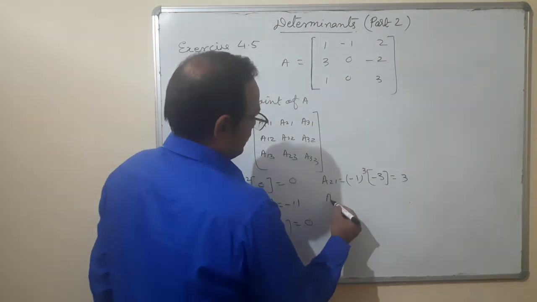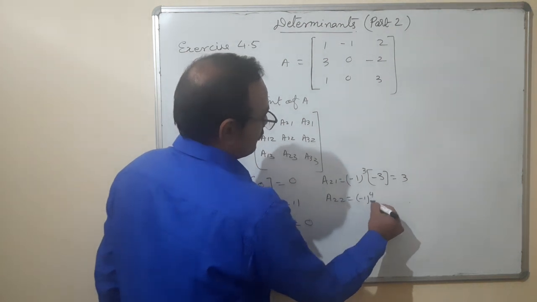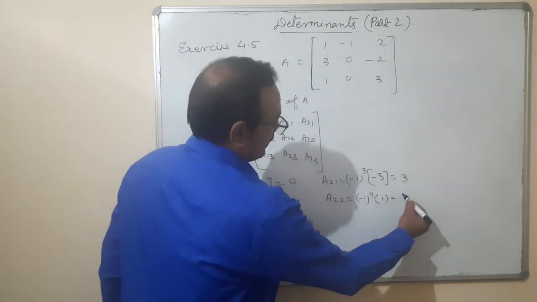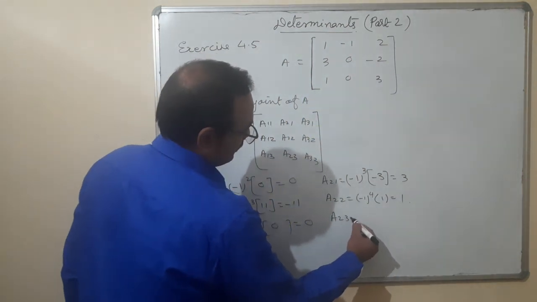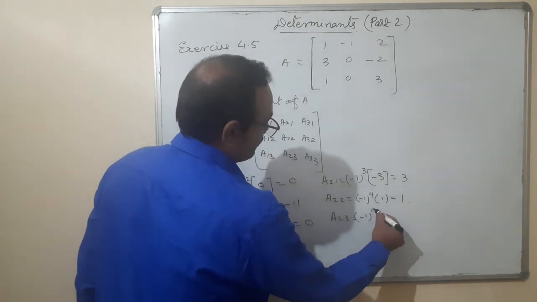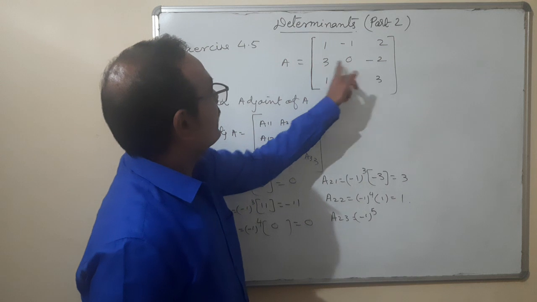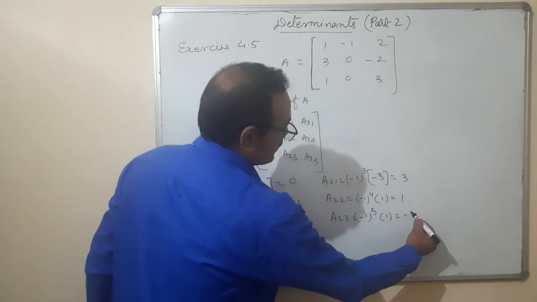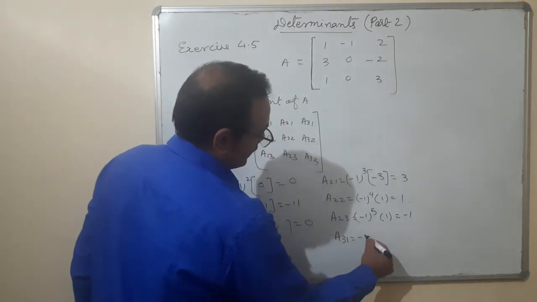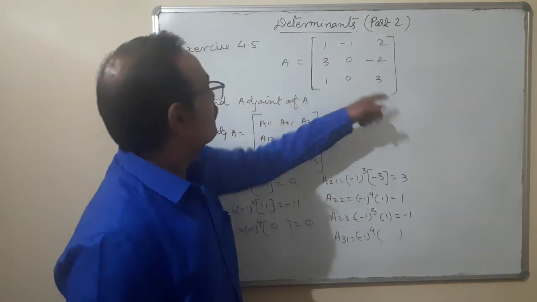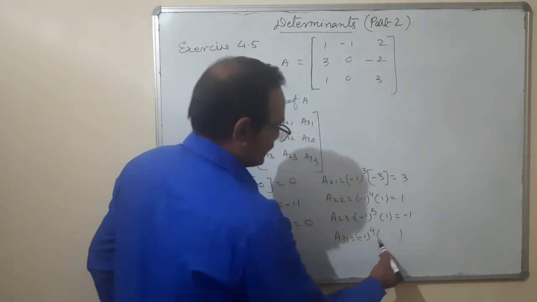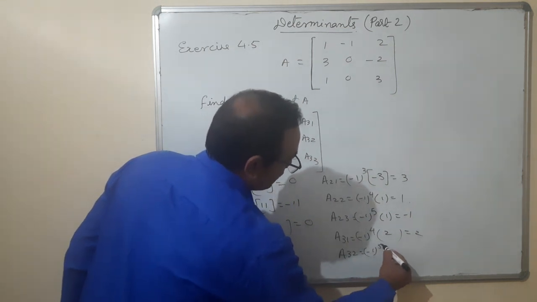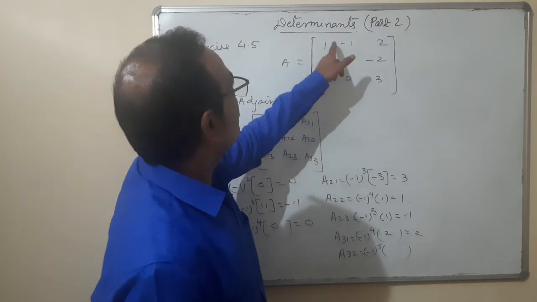Minus 3 only, so with the sign it is plus 3. A22 is minus 1 to the power 4, second row, second column: 3 minus 2, it is 1. A23, second row, third column, minus 1 to the power 2 plus 3, that is 5, the value is 0 and it is plus 1, so minus 1. A31 is minus 1 to the power 4, third row, first column: 2 minus 0, it is 2. A32 is minus 1 to the power 5, third row, second column, minus 2, minus 3.